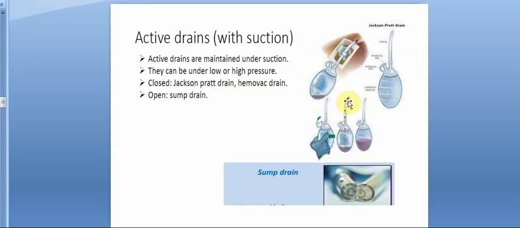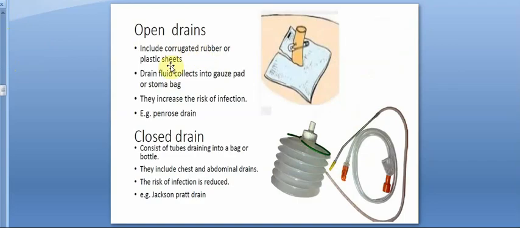This is a sump drain. This is the Jackson Pratt drain, and the Hemovac drain picture I have already shown in the previous figure. Remember, the first one I told is open drain and closed drain. Open drain means it is open but has increased risk of infection. Closed drain means it is closed in a bag, so there is less risk of infection.